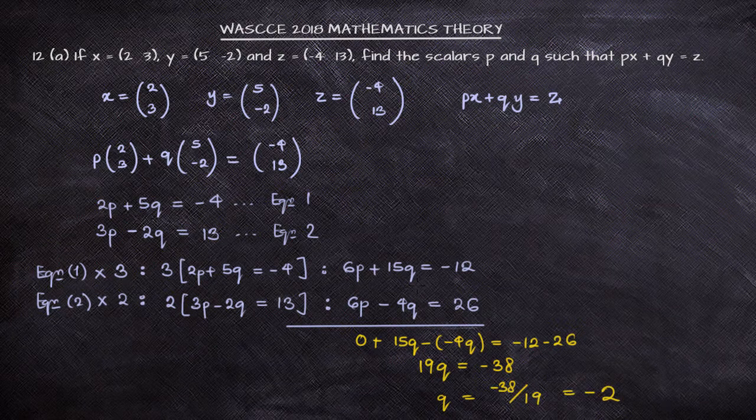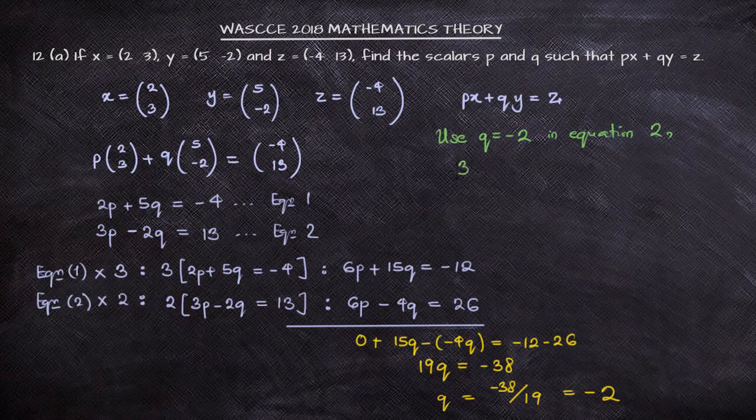This value of q we can reuse in any of the previous equations we have found out. Let's say we want to pick equation 2. From equation 2, we want to use q equals to minus 2 in equation 2.